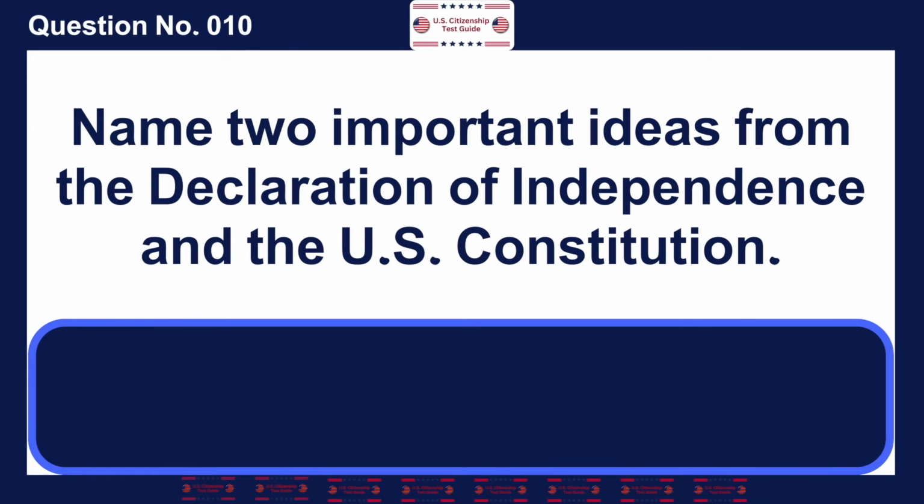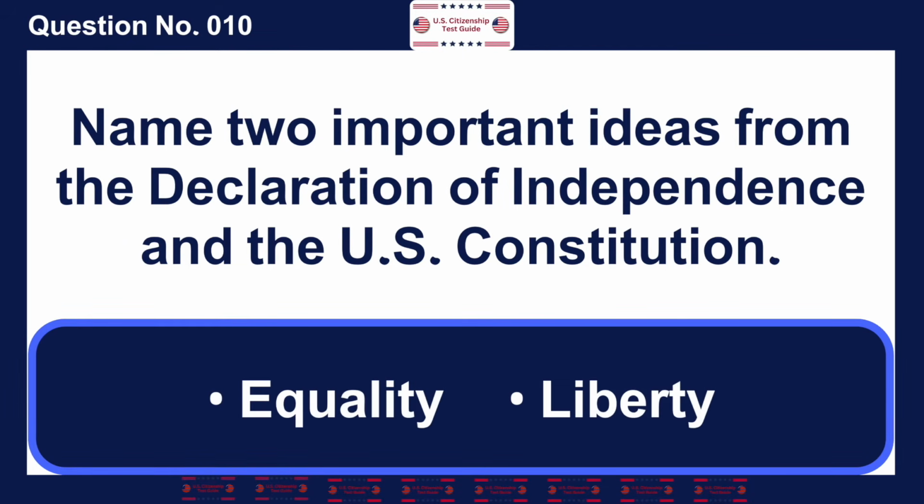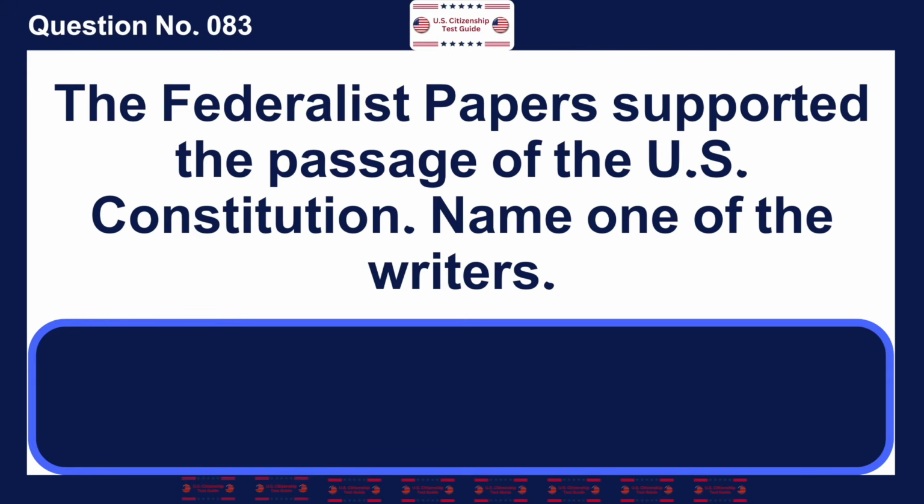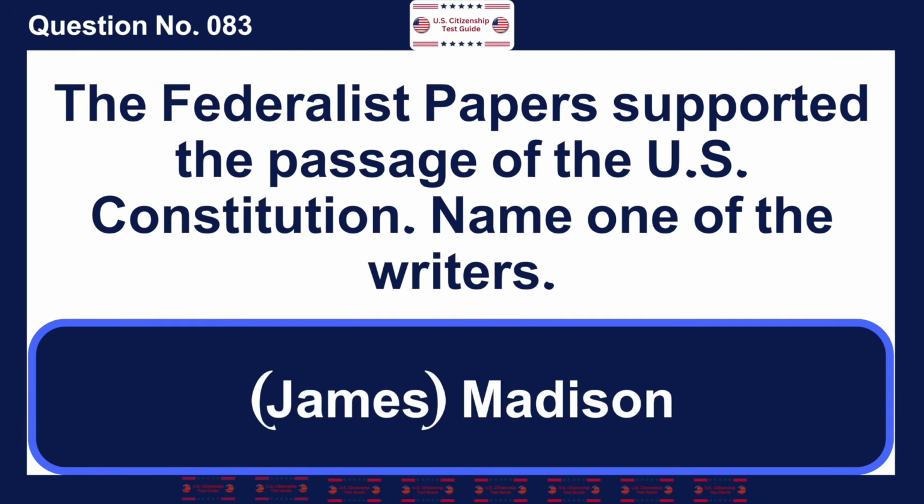Name two important ideas from the Declaration of Independence and the U.S. Constitution. Equality. Liberty. The Federalist Papers supported the passage of the U.S. Constitution. Name one of the writers. James Madison.